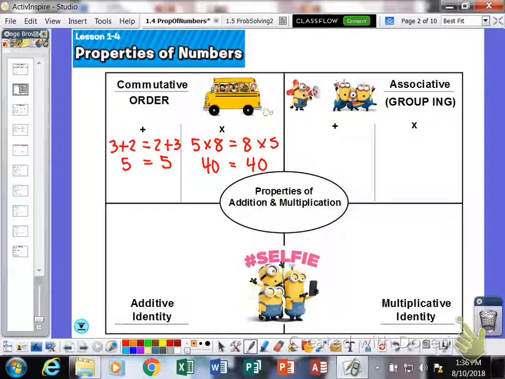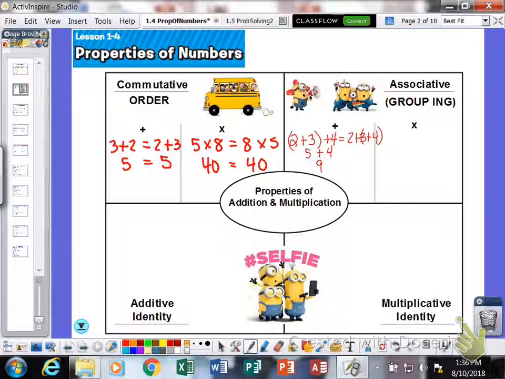So for example, I might have something like parentheses 2 plus 3, plus 4. Let's make this a little bit smaller because I write big. Let's try this again. So let's say I have 2 plus 3, in parentheses, plus 4. Well, what I can do is change the grouping. So 2 and 3 were grouped together. Now let's group the 3 and the 4 since they're beside each other and see what we get. Well, 2 plus 3 is 5, so 5 plus 4 is 9.